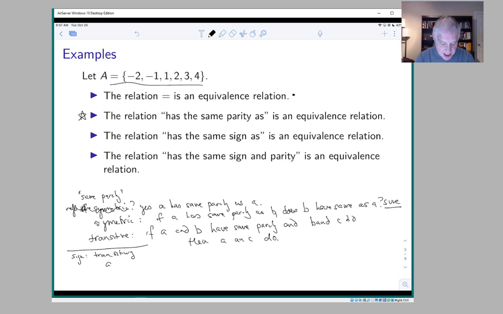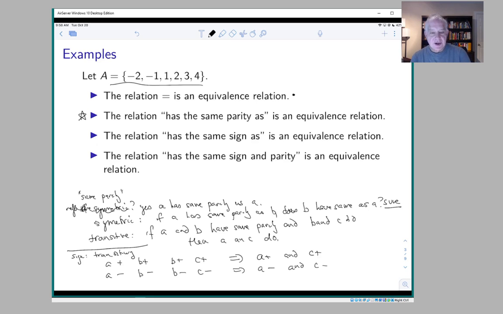So if A is positive and B is positive, and B is positive and C is positive, that implies that A is positive and C is positive. And if A is negative and B is negative, and B is negative and C is negative, then that certainly implies that A is negative and C is negative.